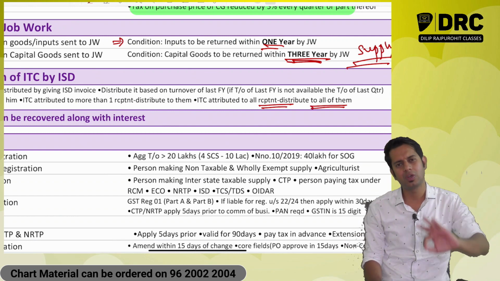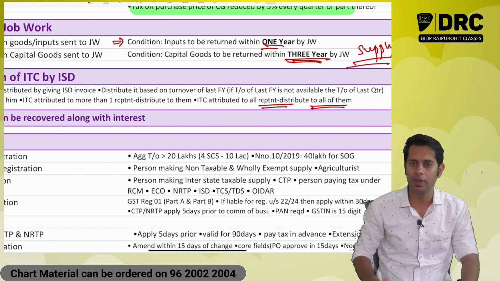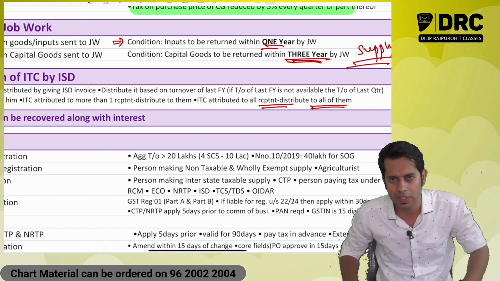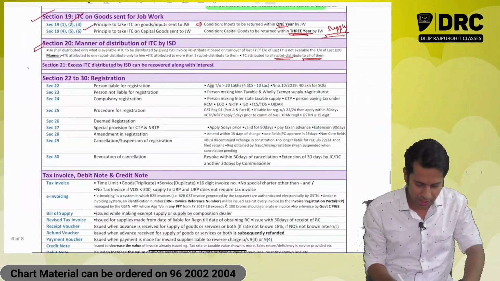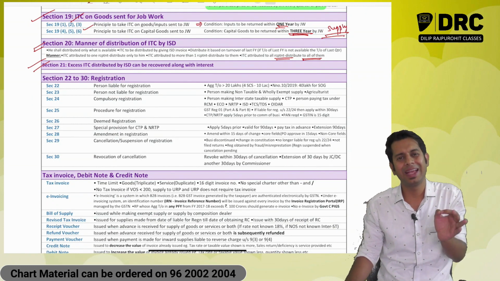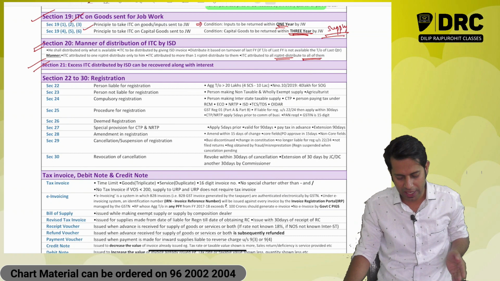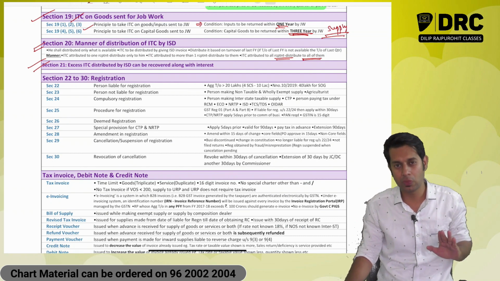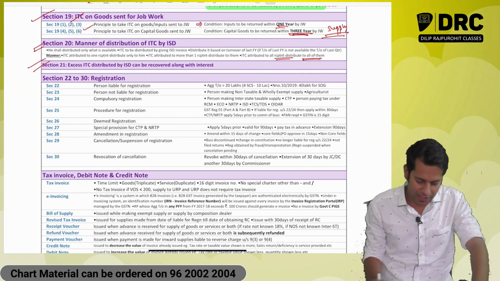Turnover of relevant period means the turnover of the last financial year. If the turnover of the last financial year is not available, then the turnover of the last quarter for which the details are available. Section 21 says, if there is any excess distribution of input tax credit by the input service distributor, then the same will be recovered along with interest at 18% per annum.